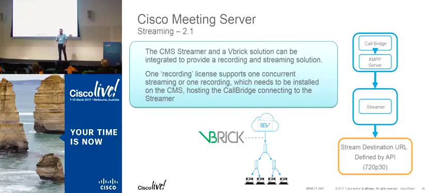Now in 2.1, we also introduced streaming. It works very similar to the way the recording works, administratively applied through the API, and can be initiated automatically when we join a space. The call bridge will send the media to the XMPP server, and the XMPP server sends the stream to the streamer. The key difference here is that the streaming server URL is predefined in the API to point to a streaming server location.